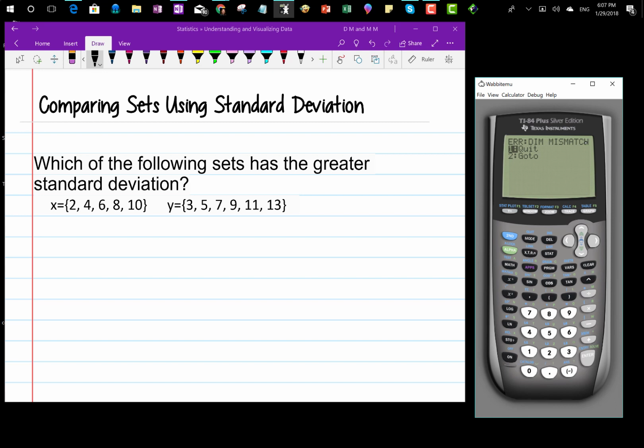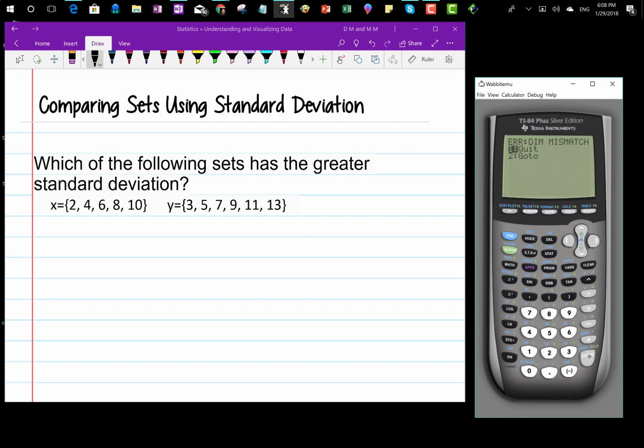The reason why I get this error is because these two data sets do not have the same number of data values. So you can only use 2var stats when both of your lists have the same number of data values. So they would both have to be 6 long, or they'd both have to be 5 long. When they're not both the same length, you have to use 1var stats and just apply it to each list.